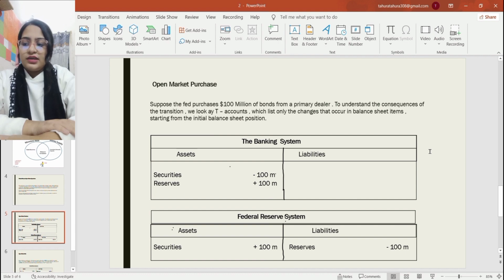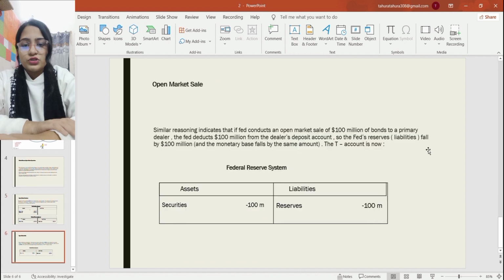Here we can see securities will be increased by $100 million and reserves will be reduced by $100 million, because when the Federal Reserve System purchases the securities, its securities will be increased by $100 million, and for this purchase it has to pay reserves to the banking system, so the reserves will be reduced by $100 million.